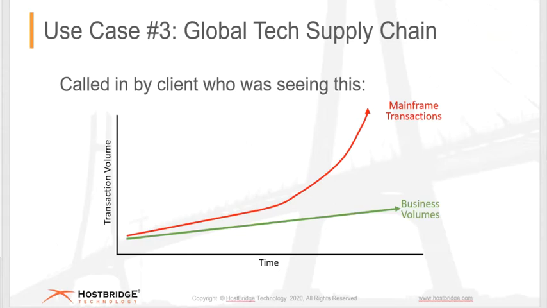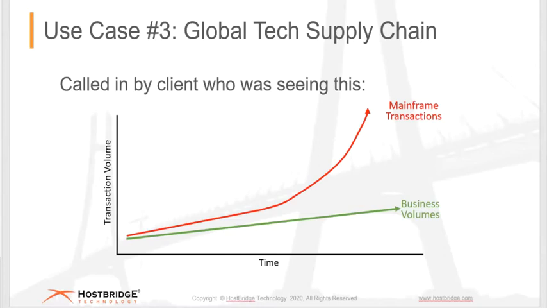Literally our journey with them started by someone with the company calling me and saying, hey, I don't know if we need one of your products or not, but I sure would like to buy a few hours of your time to come look under the covers and help us understand why our mainframe transaction volume always seems to grow asymmetrically compared to our business volume.